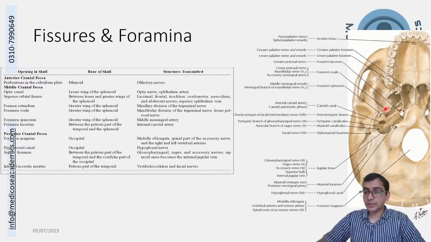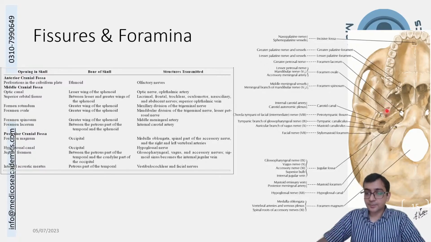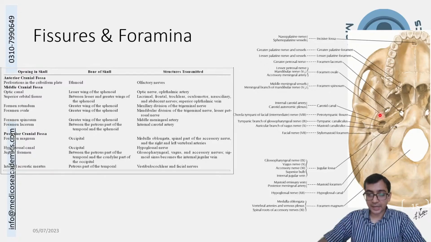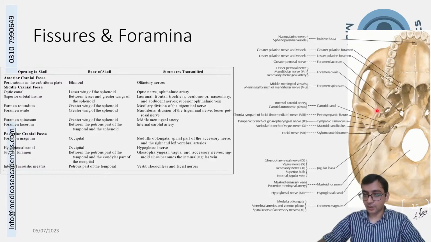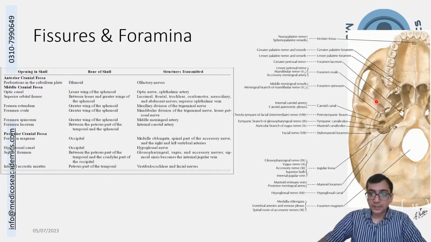Foramen ovale contains the mandibular division of the trigeminal nerve. In addition to it, the lesser petrosal nerve passes here and the accessory branch of the middle meningeal artery. Then there is foramen spinosum, middle meningeal artery. Everything related to the middle meningeal artery is very important in the exams. It passes through which opening, and it passes through pterion and all the story of the breakage.